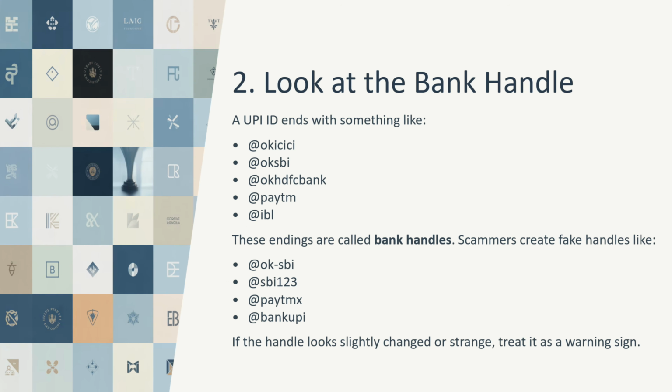You have to look at the bank handle. A UPI ID ends with something like this. These endings are called bank handles. Scammers create fake handles, and here you can see examples of fake handles. If the handle looks slightly changed or strange, treat it as a warning sign.